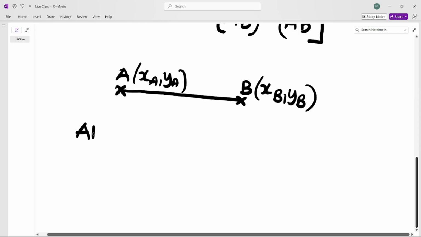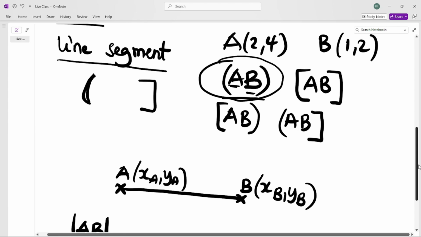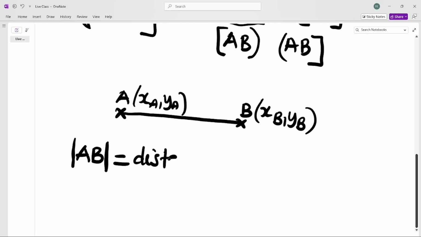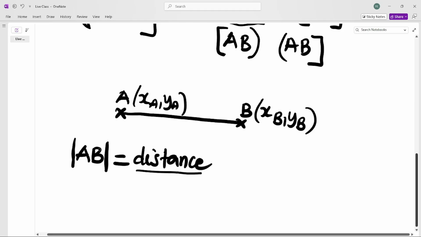That's where I wanted to draw this particular symbol for you. Look at this one. When they give you AB and they put a straight line around it, it's different from the top ones here. This one are square brackets and normal brackets. But if they put straight lines around it, they are looking for the distance between the 2 points.